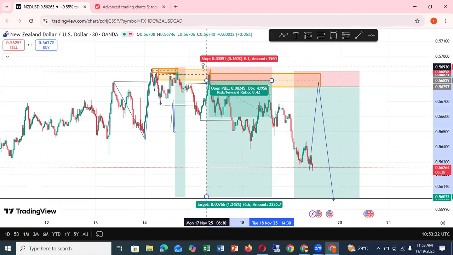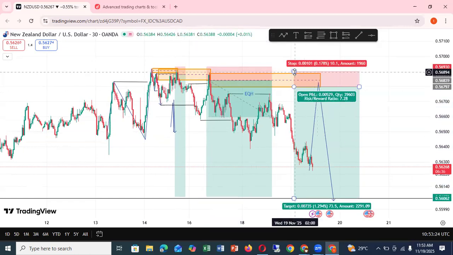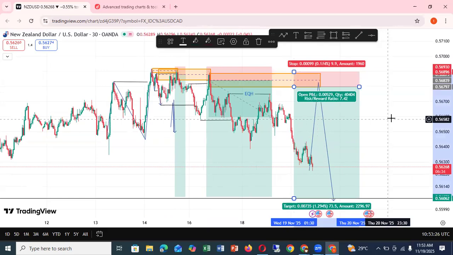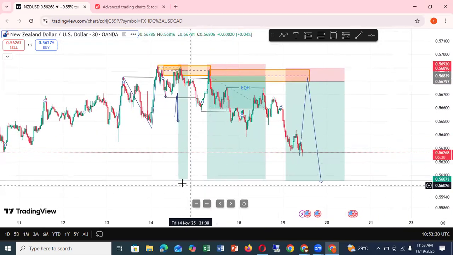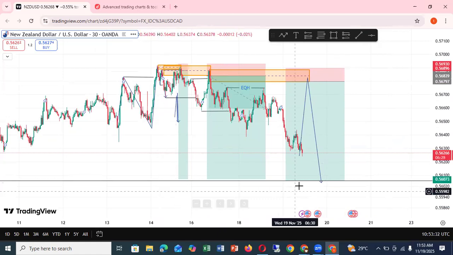Please, stop loss: I don't use more than 10 pips stop loss. That's the way I trade. My stop loss is usually tight. So that's my entry. If the market takes this black line, then the setup is invalid.